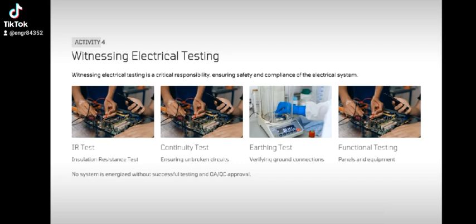Activity number 4 is the witnessing electrical testing. Witnessing electrical testing is one of the most crucial responsibilities, ensuring system integrity and safety. Some of the electrical tests that should be witnessed during the activity are IR test. This is insulation resistance test, continuity test. This is to ensure unbroken circuits. Earthing test. This is the verification of ground connections. And functional test. This is the verification of the function of panels and equipments.